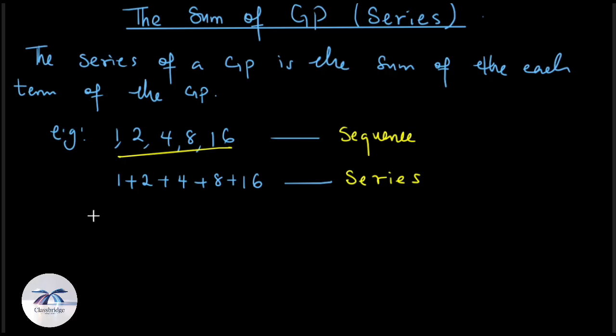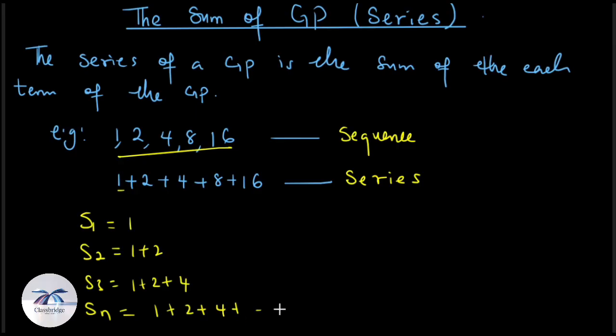Now, if you are asked to find S1, S1 is the same thing as 1. S2 is the sum of the first and second term, 1 plus 2. S3 means the sum of the first, second, and third term, which is 1 plus 2 plus 4, and so on till you get to Sn, which is 1 plus 2 plus 4 plus, until you get to the last term.